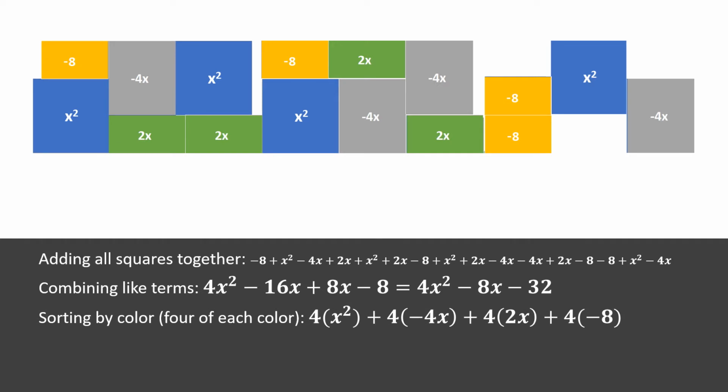And if we want to sort by color, maybe you'll notice that there were 4 blue, 4 green, 4 yellow, and 4 gray, and they're all the same area. So if you sorted them by color, you might have gotten a little simpler, and you would have ended up with the same answer.